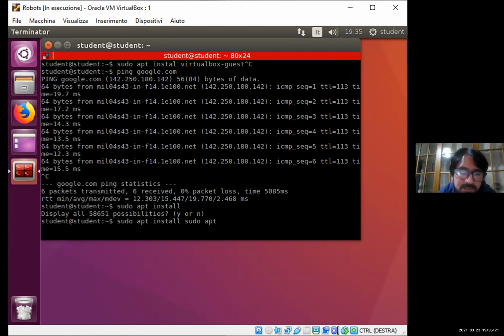Delete sudo, go back. No, there, install with double L, space, VirtualBox guest. Try tab now. Okay, type an A. Yeah, additions. No, just the letter A, and tab. Okay, now install this. Enter.